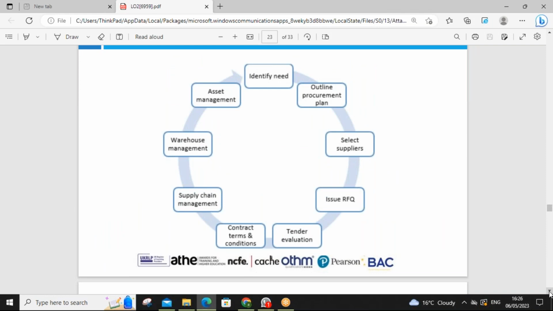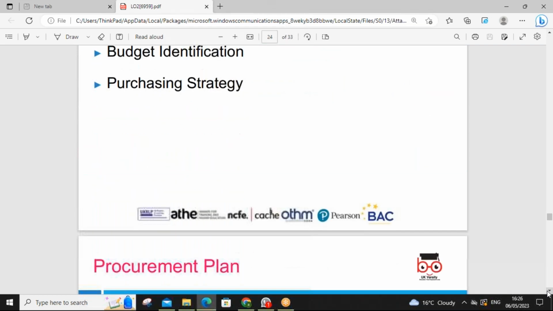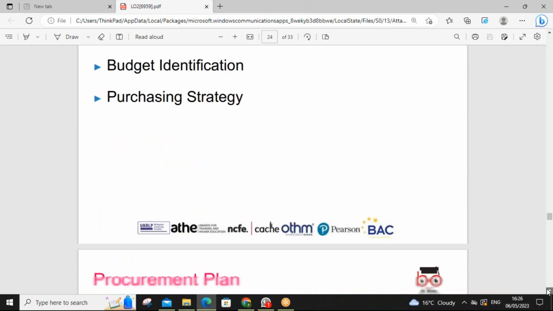management, where we bought it, how much we bought it, but it's double entry bookkeeping. That's why it's very important. That will help to track and reduce fraud. But it's again a government department with some security issues, so it can't be told what was the source of the supply. It can't be open audit, but other companies and departments can be open audit as well. So need identification, budget identification, purchasing strategies, which we need to look around.